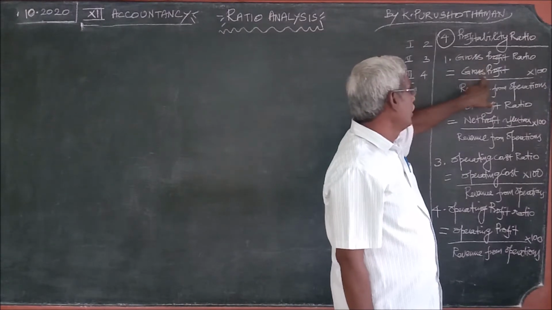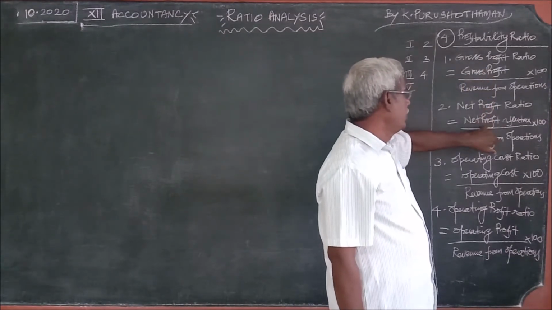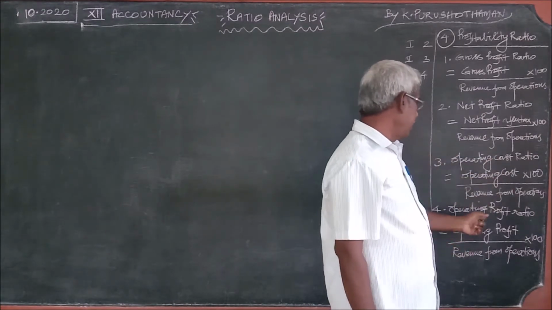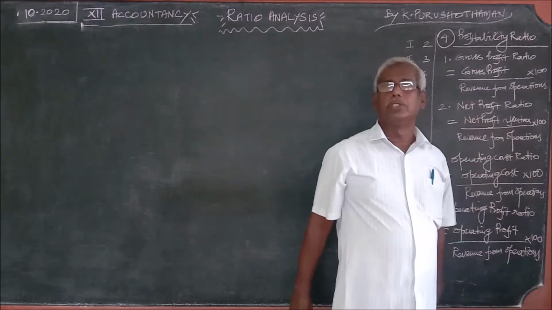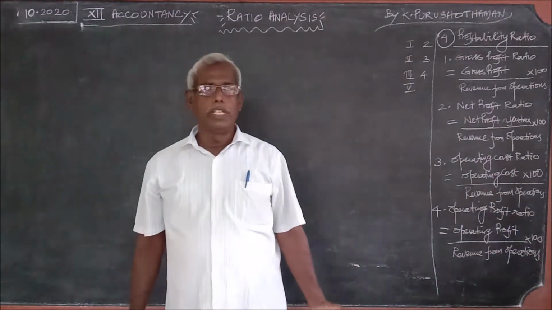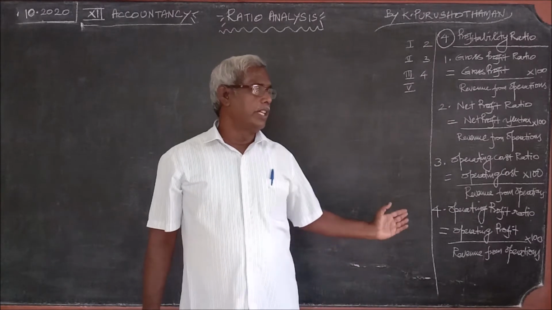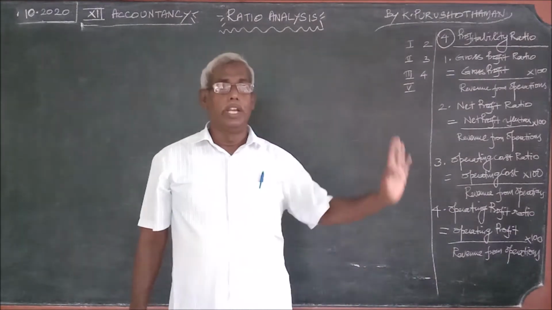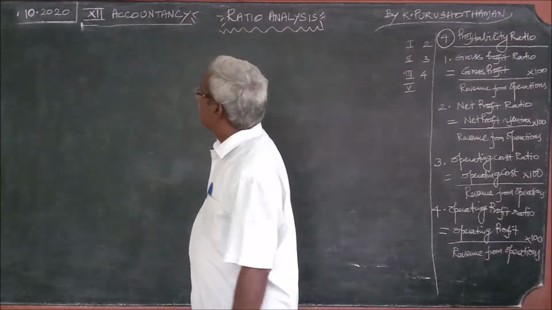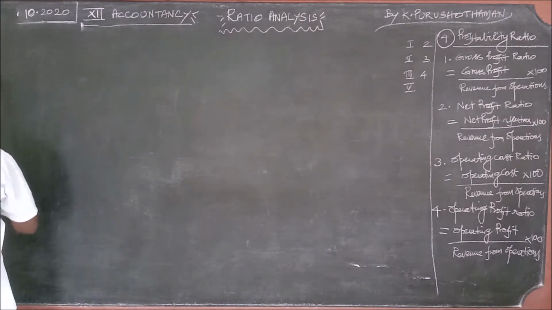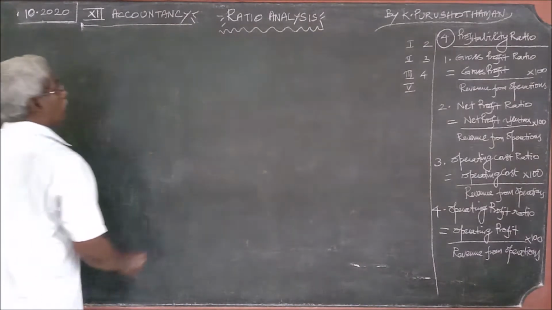Gross profit ratio, gross profit. Net profit ratio, net profit. Operating cost ratio, operating cost. Operating profit ratio, operating profit. So all the numerators are in the name of the ratio itself, and the denominator is revenue from operations, into 100. Now we shall see the fourth ratio, operating profit ratio.